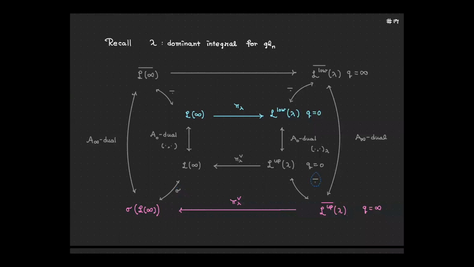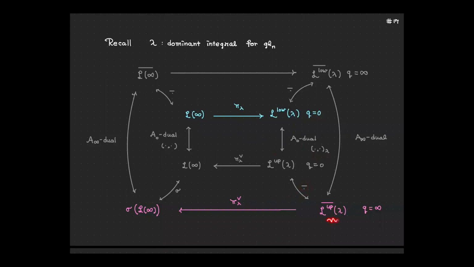For the Verma module, when you want to consider the lattice at q equals infinity, we have to take the sigma, the bar dual bar involution, say sigma. And then sigma L infinity and L infinity bar are actually A infinity dual. And for the highest weight module, the upper crystal and lower crystal lattice are A0 dual with respect to this bilinear form. So if we want to take the crystal lattice at q equals infinity, then we have to take the sigma involution, but in this case it is equal to the bar involution.